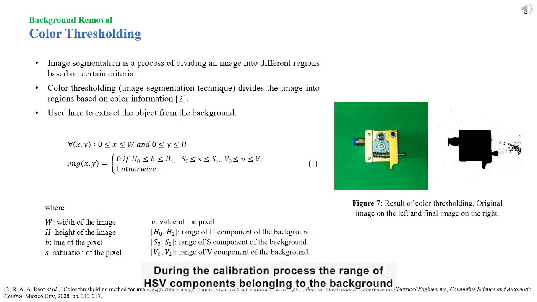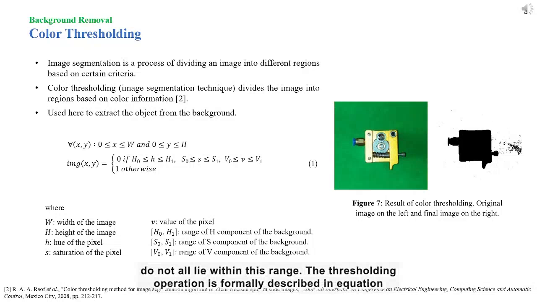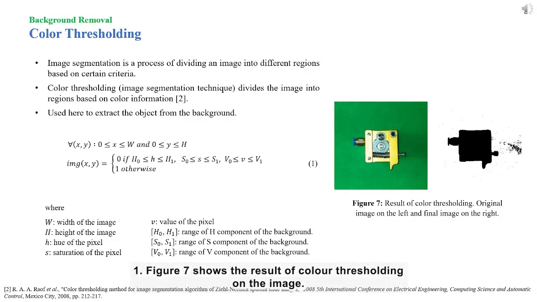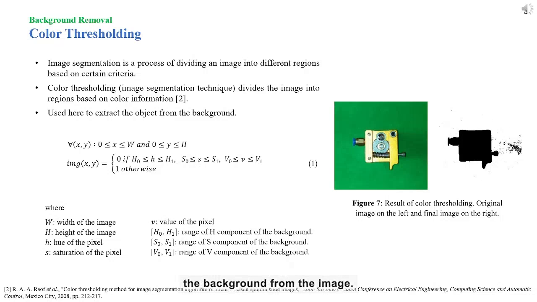During the calibration process, the range of HSV components belonging to the background is determined. A pixel is defined as a part of an object if its 3 HSV components do not all lie within this range. The thresholding operation is formally described in equation 1. Figure 7 shows the result of color thresholding on the image. The original image is shown on the left hand side and the final image on the right. In the final image, we can see that the color thresholding has effectively removed the background from the image.